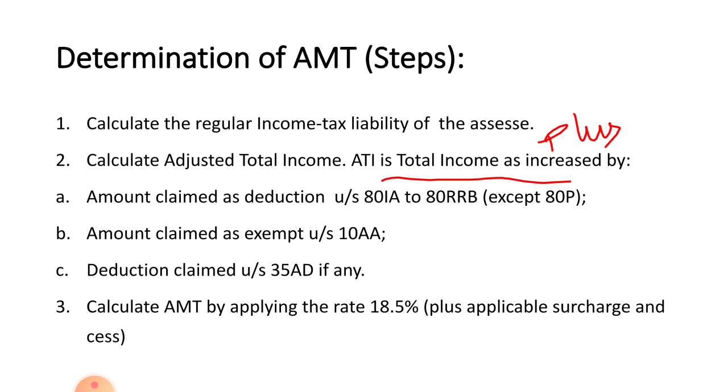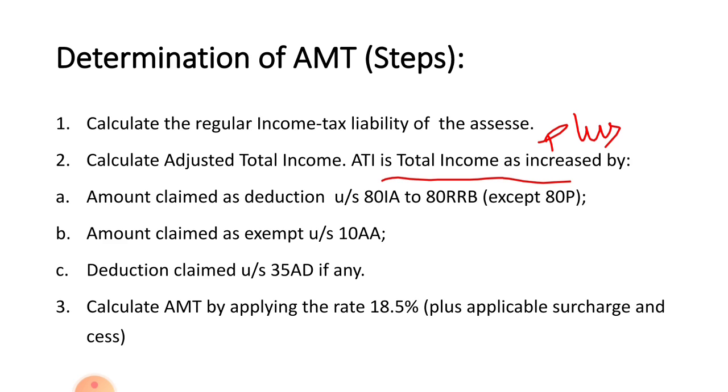After calculating adjusted total income, you have to calculate AMT, that is alternate minimum tax, by applying 18.5% plus applicable surcharge and cess. Surcharge if the total income exceeds 1 crore is 12% and education cess at the rate of 4%. The third step is to calculate the alternate minimum tax.